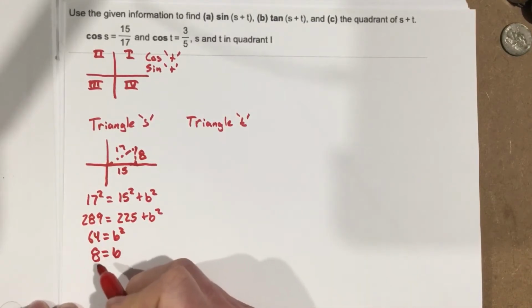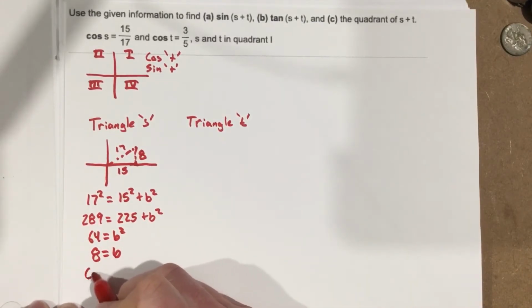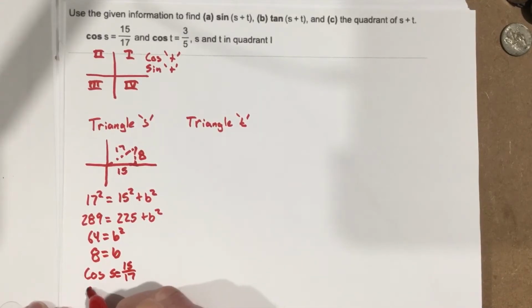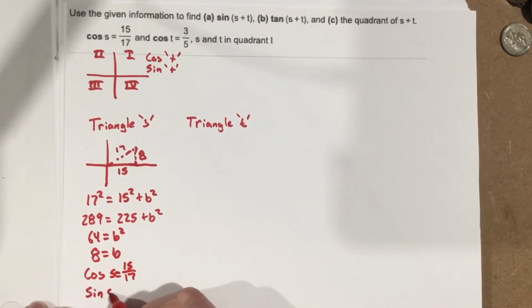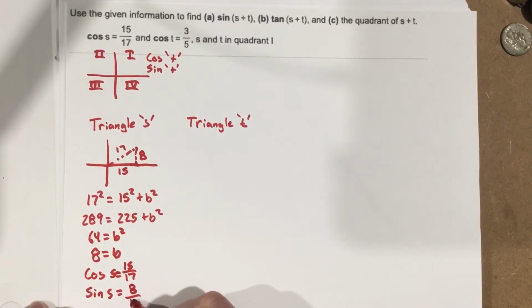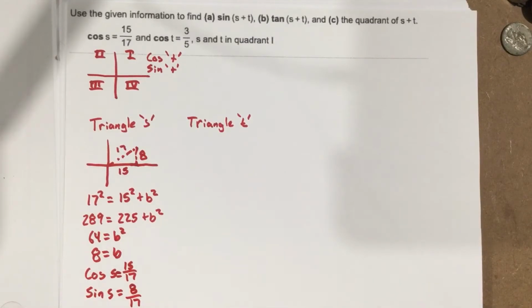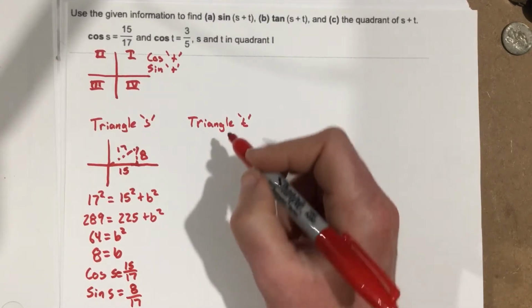meaning that I've got cosine of s, which is 15 over 17. I've got sine s, which is 8 over 17. Right, opposite over hypotenuse. The only one I don't have is tangent yet. We'll wait to get tangent here for a little bit.